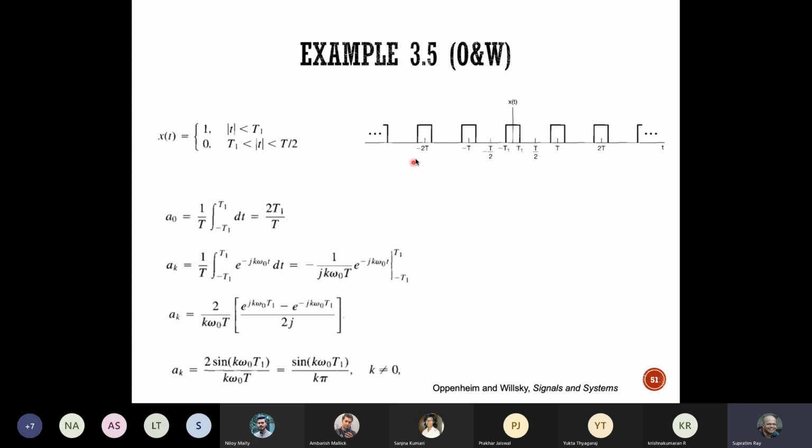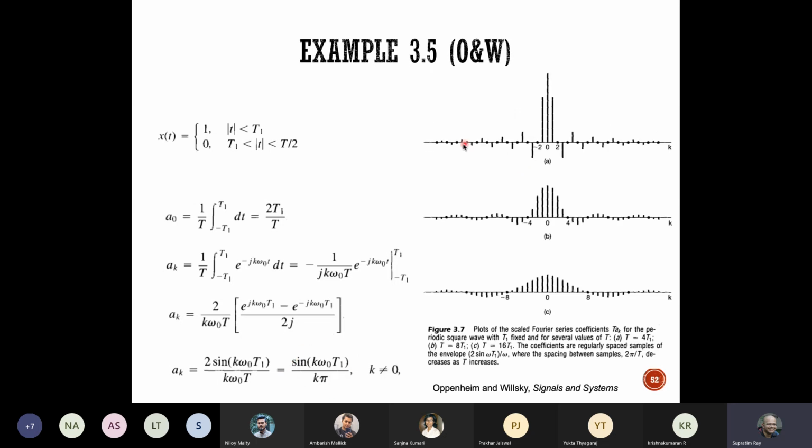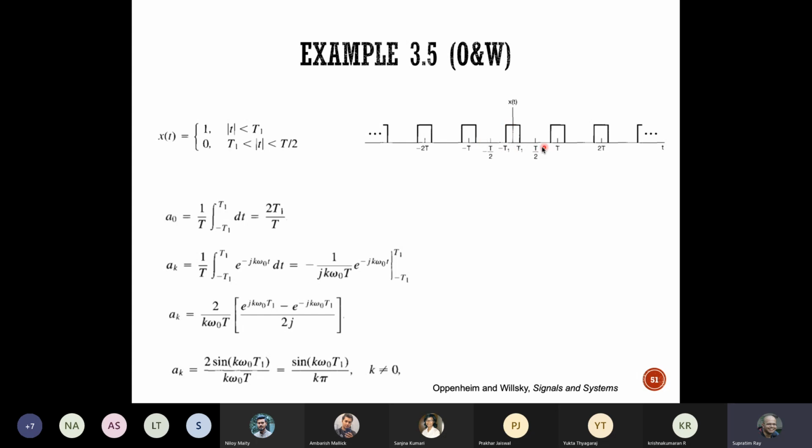Then we also looked at a periodic square wave pulse, and we worked this out, and we found a_k equal to this formula here. So you can actually plot it even if you want for different values of T1. Okay, so the signal is 1 up to T1 and then is periodic after T by 2.